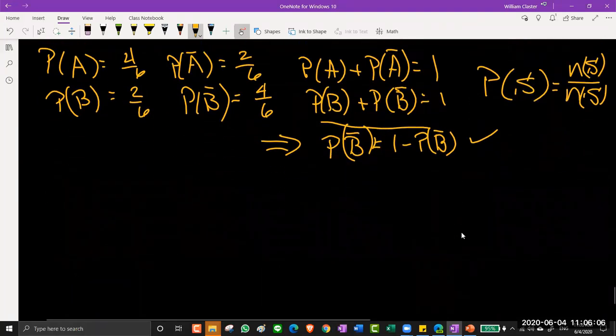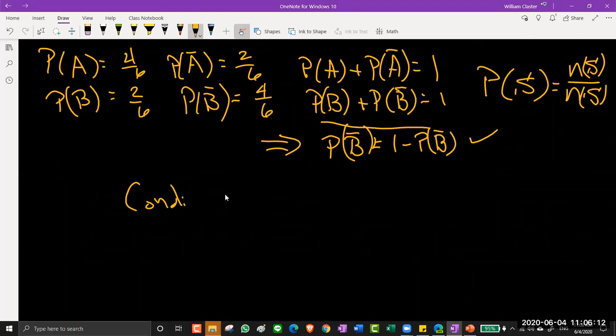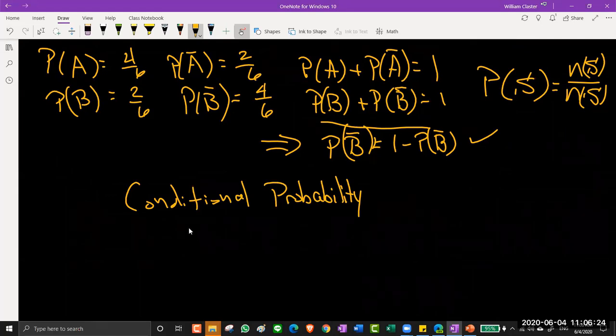Now we finished all the basic stuff. Now we want to talk about conditional probability. And I think we also need to talk about something called independent events, but maybe that will be in my slides. But anyway, conditional probability.